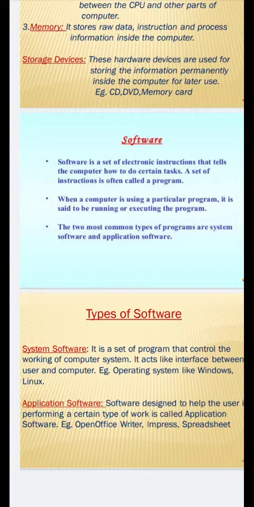Application software is designed so that the user can perform a specific task. That is called application software. For example, your Writer, OpenOffice Writer, Impress, or in Windows you can say PowerPoint, MS Word, your Excel, etc.